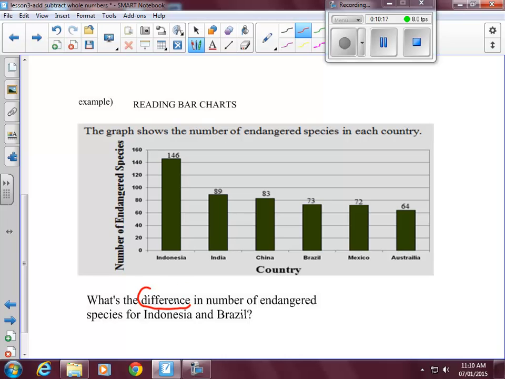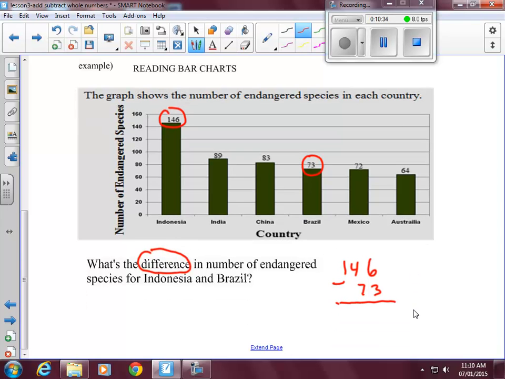Keyword difference. Well, how many endangered species in Indonesia? 146. How about Brazil? 73. Aha, so 146 minus 73. Now everybody was trained to subtract differently depending on what country you're from, but here we borrow. So 6 minus 3 is 3. 4 subtract 7, you can't, so you're going to borrow from this guy. And that's going to become a 14. And 14 minus 7, you're borrowing 10. So that becomes 14 minus 7 is 7.